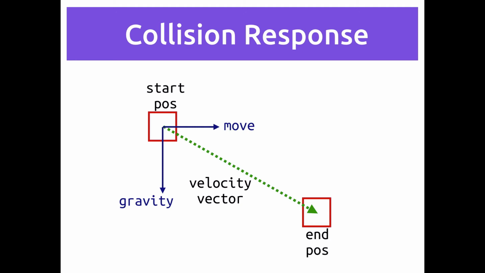So let's look at this example diagram. Right now when we're moving, we have our start position, and we have two forces acting on us: gravity, which is pulling downwards, and pressing the arrow key, which is pushing us to the right. So our velocity vector is going to be at an angle, something like this. So when we move, we should move from this position to this position. And that's what happens when we're falling.